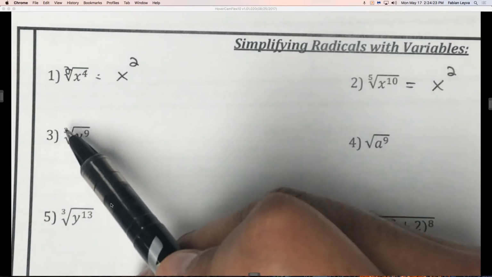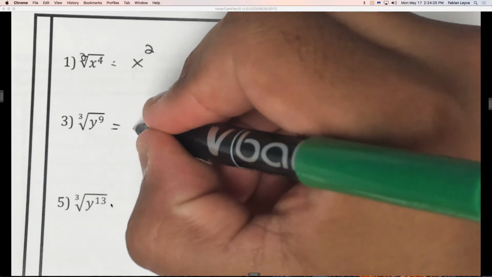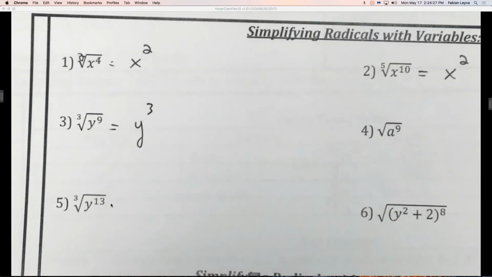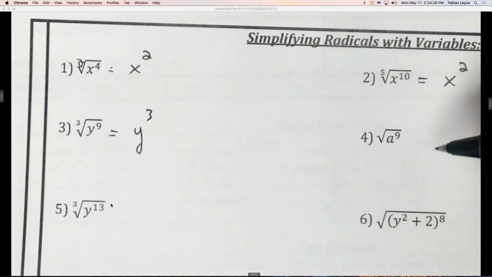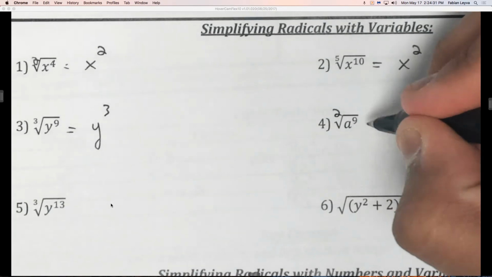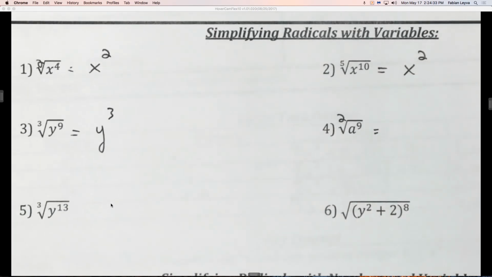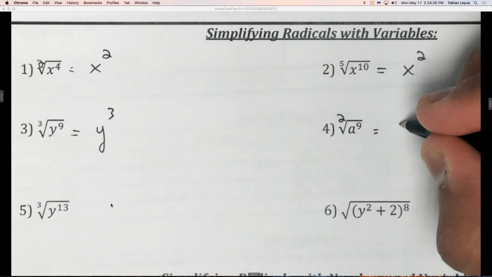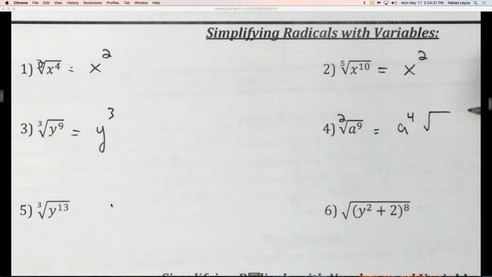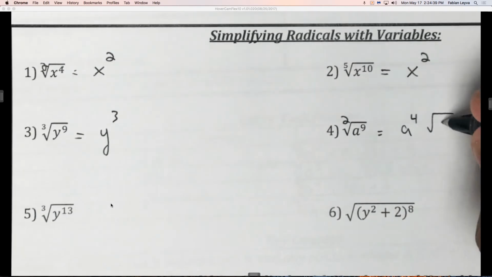All right, how many times does 3 go into 9? 3, so it's y to the 3. Square root of 9. How many times does 2 go into 9? 4, so it's a to the 4. Now keep in mind that there was a loner left in the back, so it has to stay within the square root.